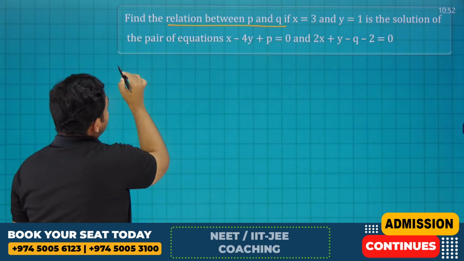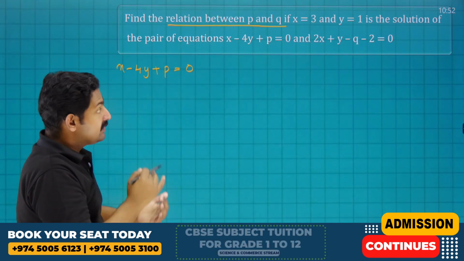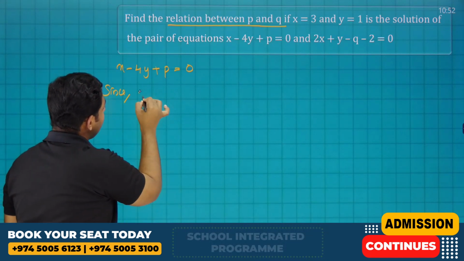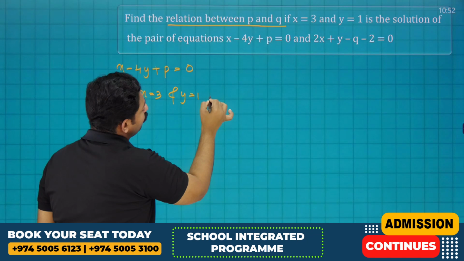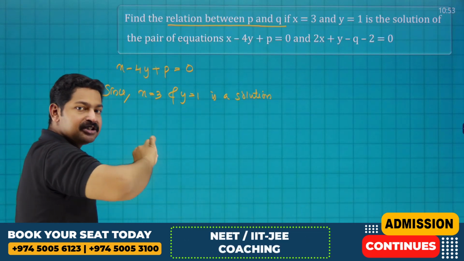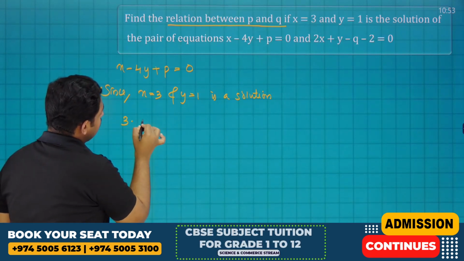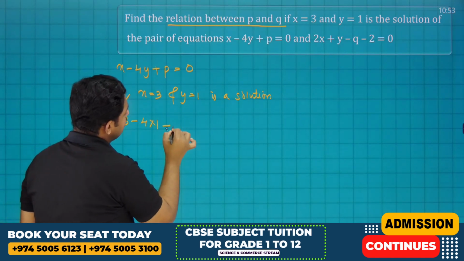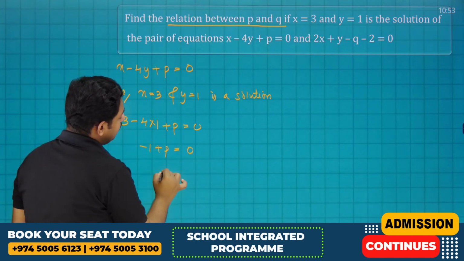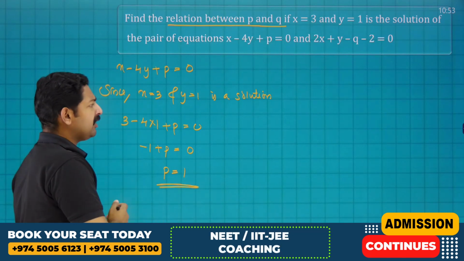So which means in the equation x minus 4y plus p equal to 0, this is the first equation, since x equal to 3 and y equal to 1 is a solution, if you substitute this value into the equation, definitely the equation will satisfy. So x is equal to 3 means 3 minus 4 into 1, instead of y it is 1, plus p equal to 0. So 3 minus 4 is minus 1 plus p equal to 0. Then p is equal to 1 you got, right? So here you got the value of p. P is equal to 1.